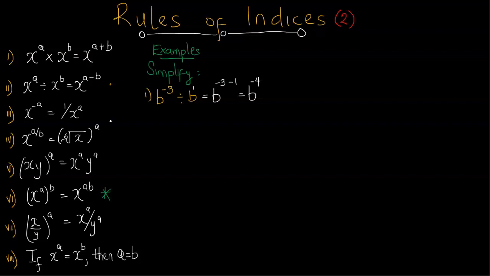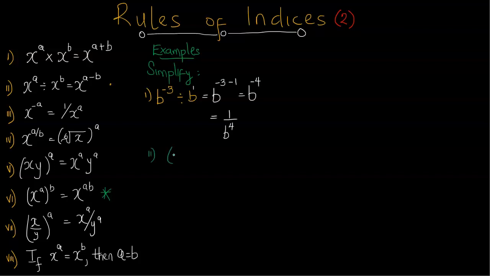So here I can apply the third law that has a negative index, and this is going to be equal to 1 over b raised to the power of 4. Because here we have that x raised to the power of -a equals 1 over x raised to the power of a. So this is the final answer.